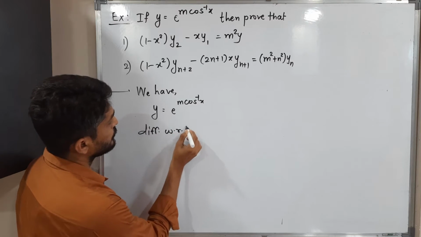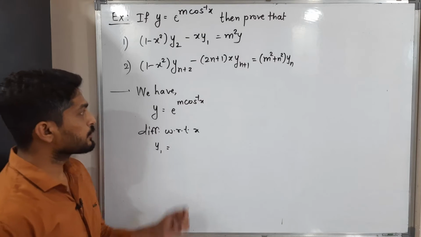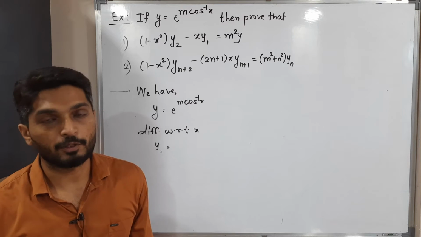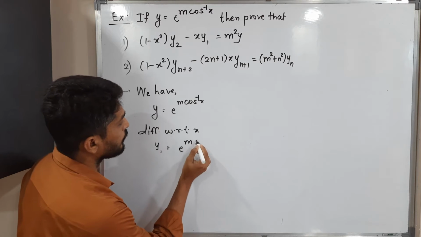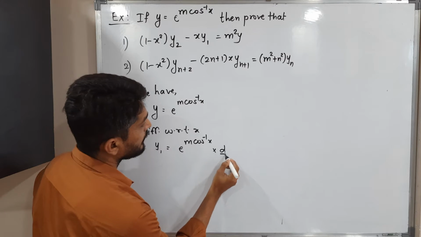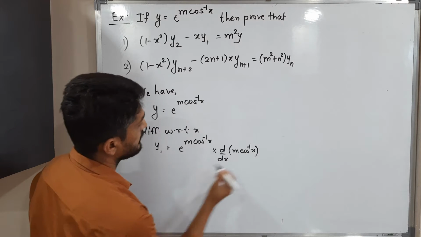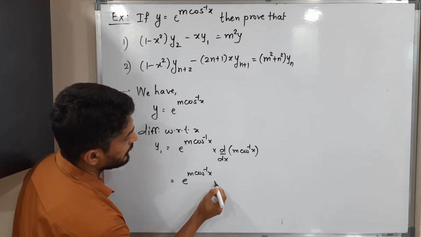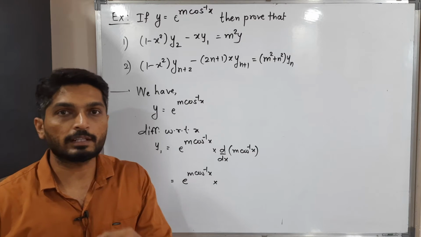Differentiating with respect to x, derivative of y is y1. So the first function is the exponential function. Derivative of the exponential function is the same. Derivative of e raised to x is e raised to x. So it will be e raised to m cos inverse x. After that we have to take the derivative of m cos inverse x. The m is a constant, so it will come outside.